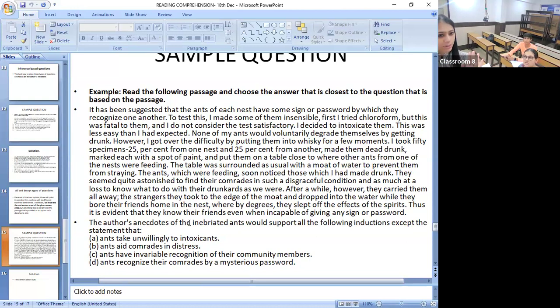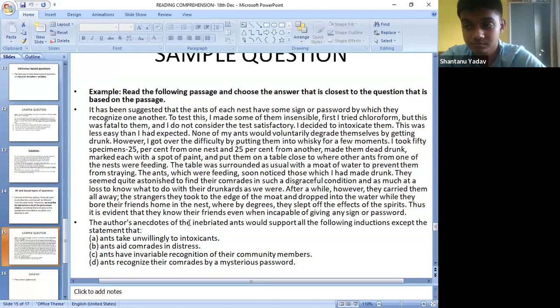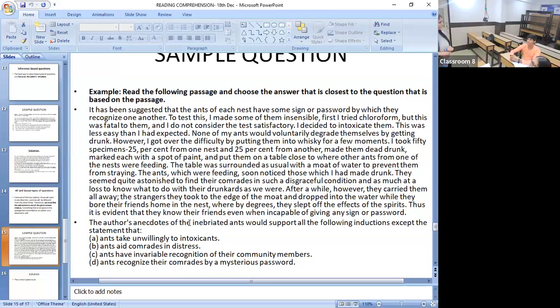I do not consider my test satisfactory. We can say that three are facts and one is not a fact. Remember, I do not consider the test satisfactory. I felt that these ants recognize each other by a password, but when I tested it, I found it wrong because my test was not satisfactory. Did you get it, Shantanu? Yes, ma'am. This is what you have to find out. That is why it is tricky.